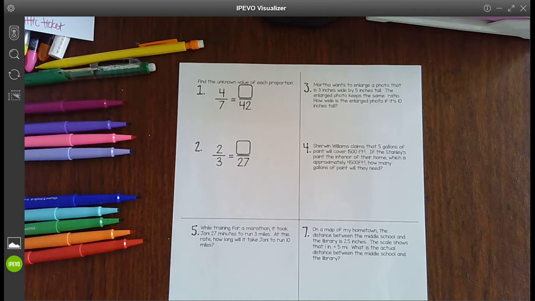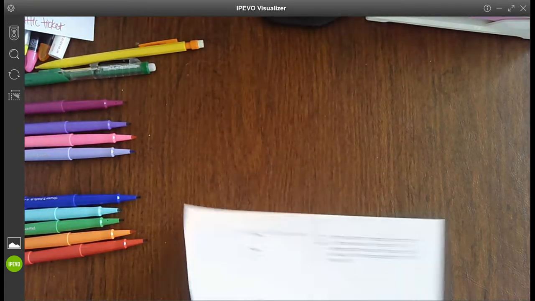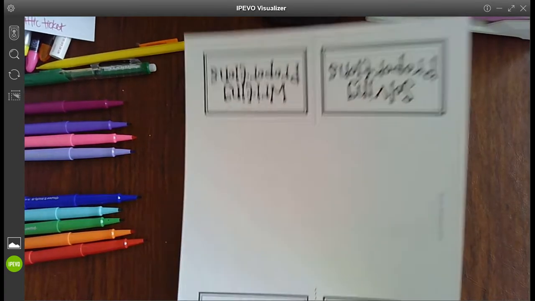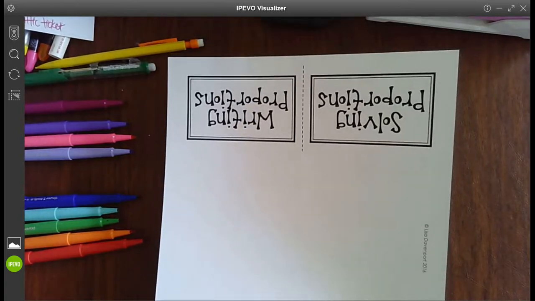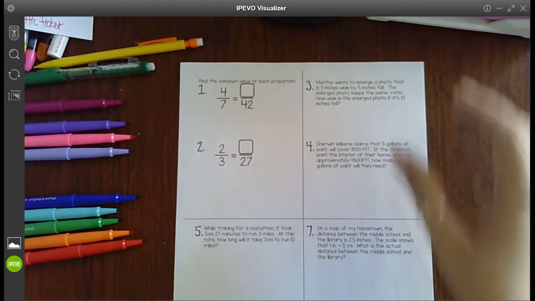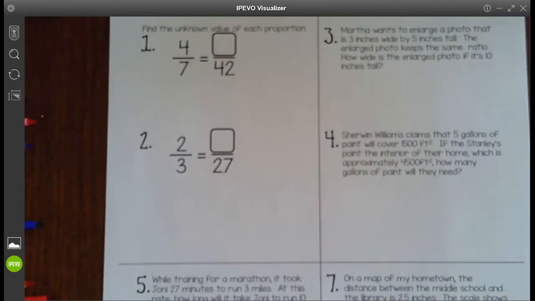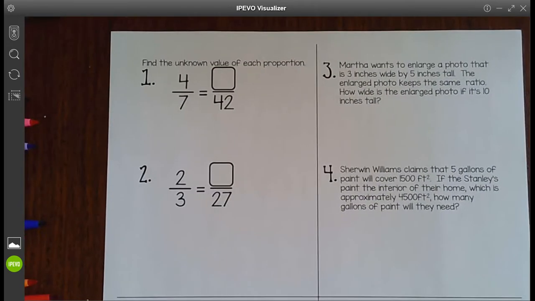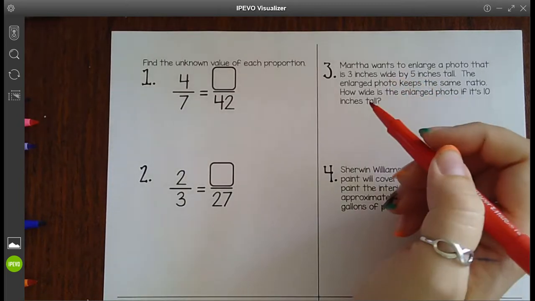Okay, so if you could please find your foldable that looks like this on one side and this on the other. Okay, so it looks like this. Let's go ahead and start at that top section. At the beginning, let's just start off simple, and let's review solving a proportion.